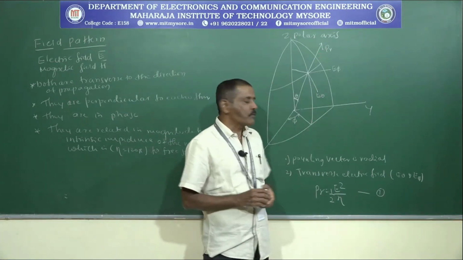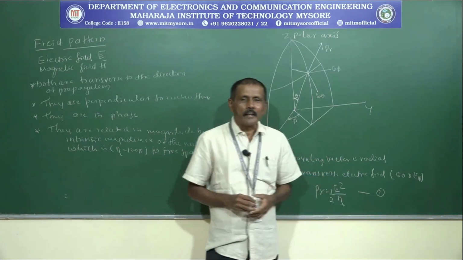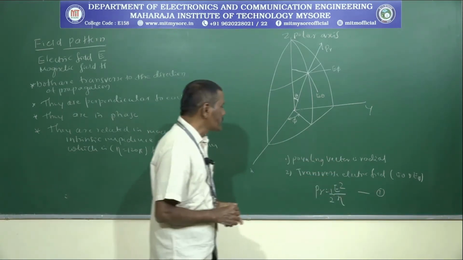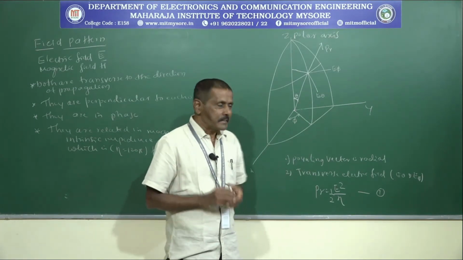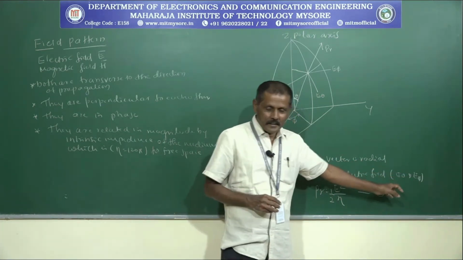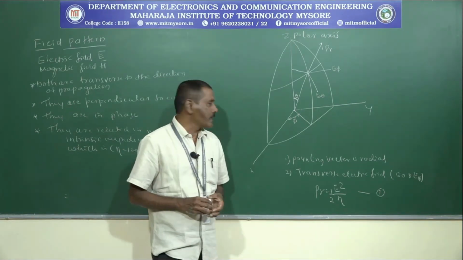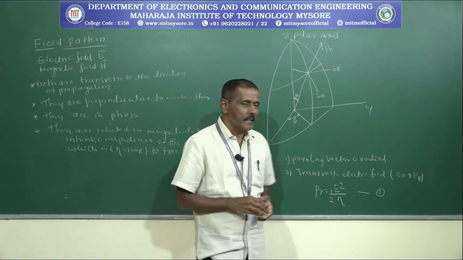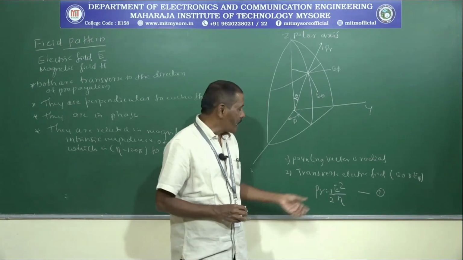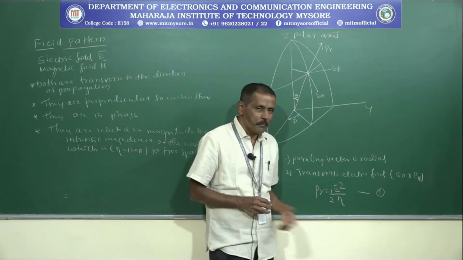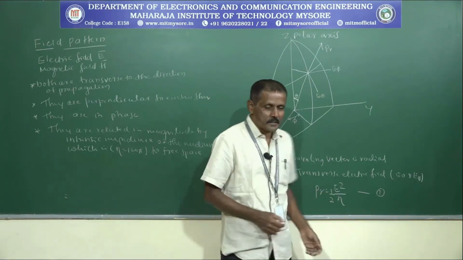This PR we also call the Poynting vector, and the Poynting vector contains only the radial component, and we have the transverse electrical field which contains E theta and E phi. E theta means the electrical field component in the vertical direction, E phi means the electrical field component in the horizontal direction. The power radiated is calculated from the equation 1 by 2 E square divided by eta, where eta is the intrinsic impedance of free space.